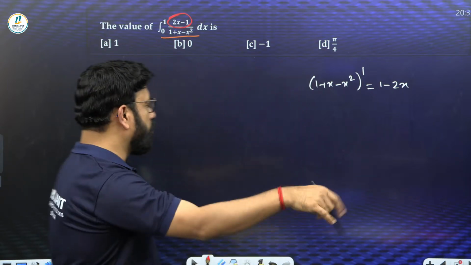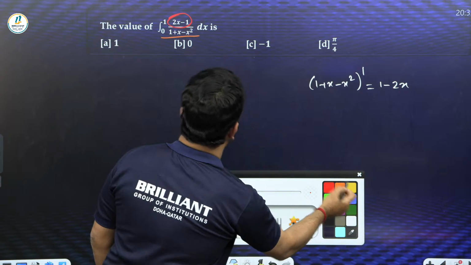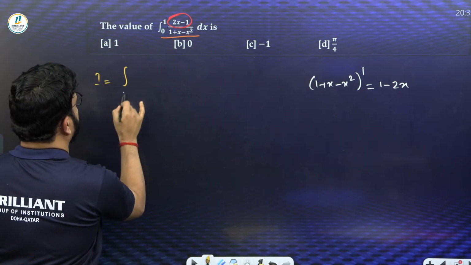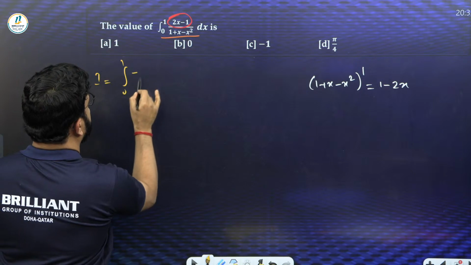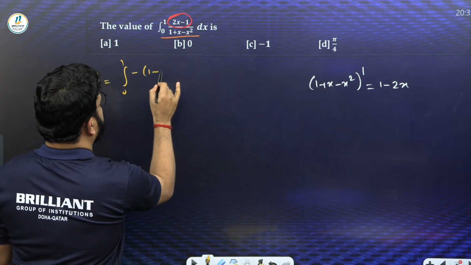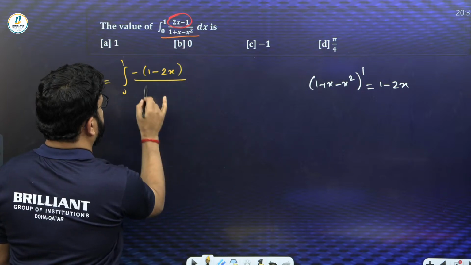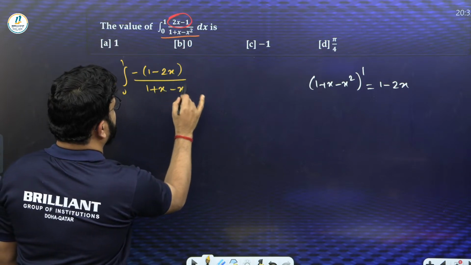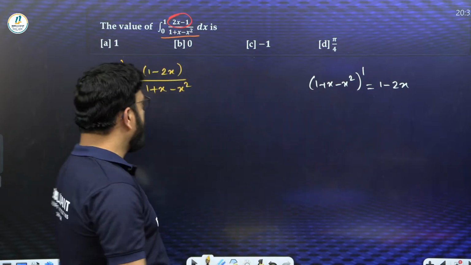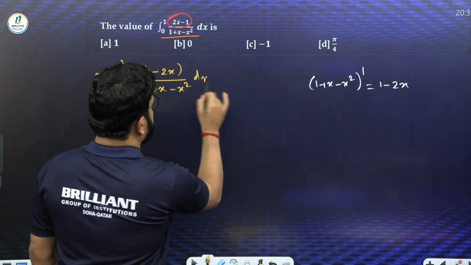Yes, correct, Nima. Minus log will come. I is equal to integral 0 to 1, take the negative outside, negative of 2x minus 1 changed to 1 minus 2x, divided by 1 plus x minus x square. Now it's correct. Now take the substitution method, or we use the previous short way.